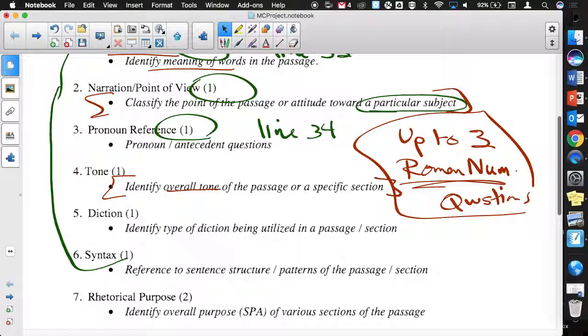Sometimes it could say the 5th paragraph uses, and then it'll say Roman numeral 1. There's an example in your packet that we can look at. It'll say Roman numeral 1 simile, Roman numeral 2 metaphor, Roman numeral 3 personification.